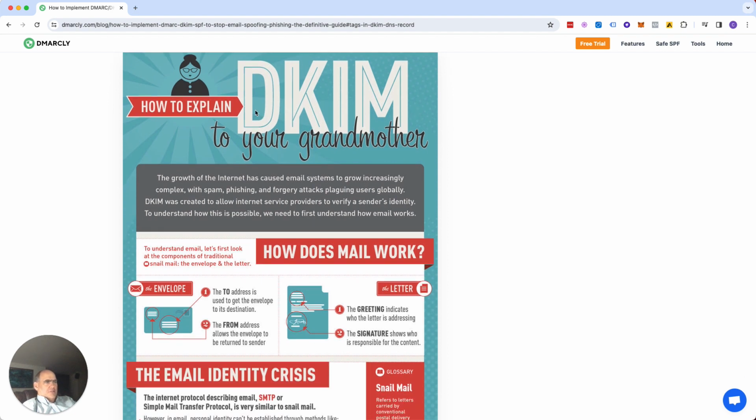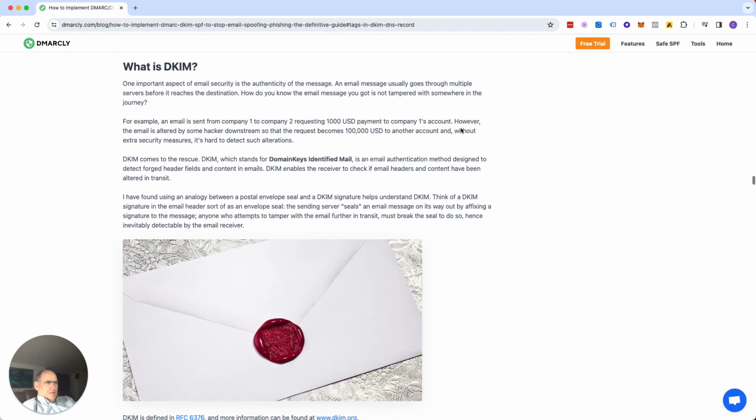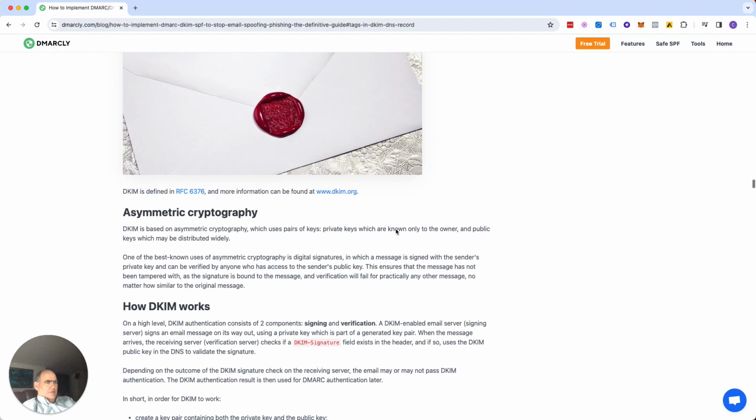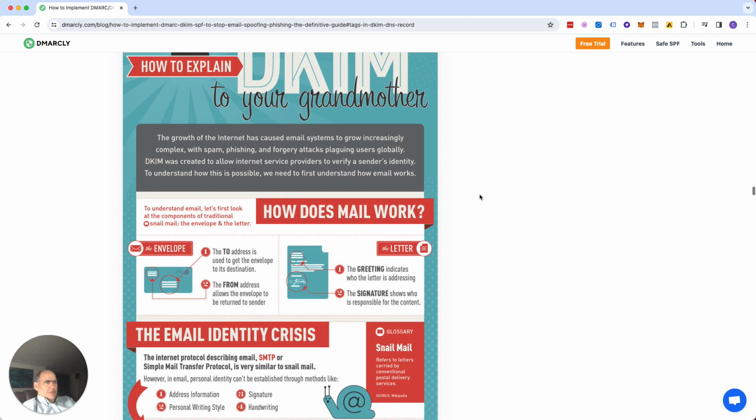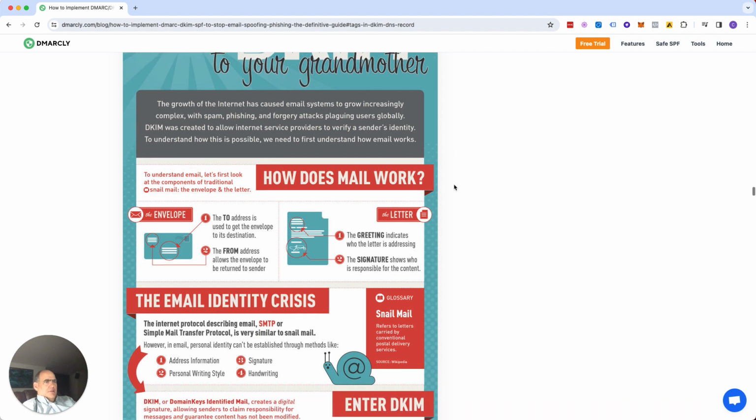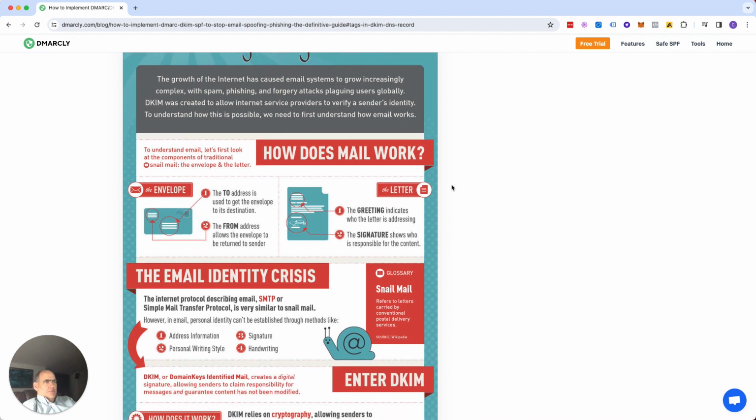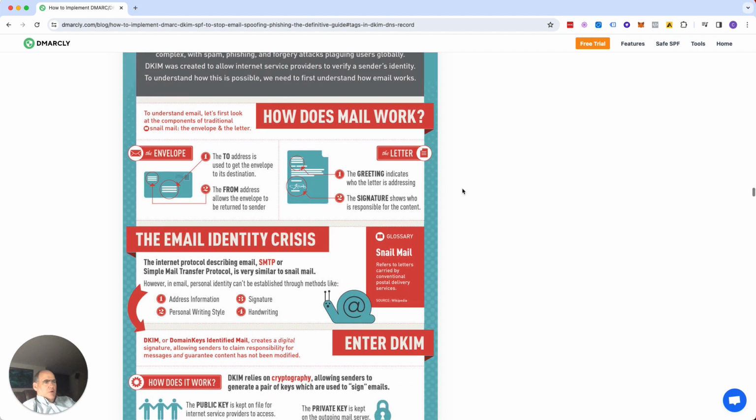So that is Domain Keys Identified Mail, DKIM. The growth of the internet has caused email systems to grow increasingly complex. Spam, phishing, and forgery attacks are plaguing users globally. DKIM was created to allow internet service providers to verify a sender's identity, and to understand how this is possible, we need to first understand how email works.